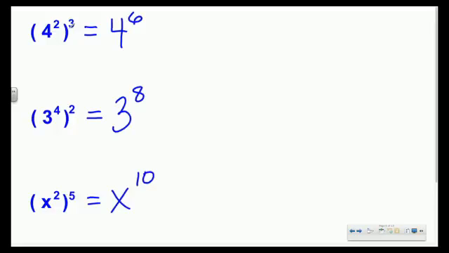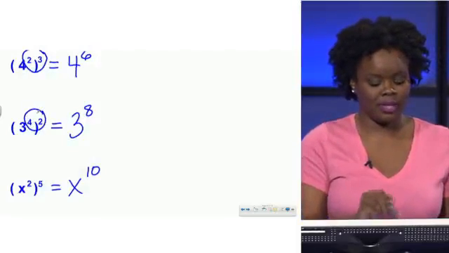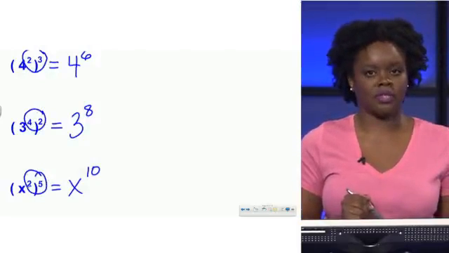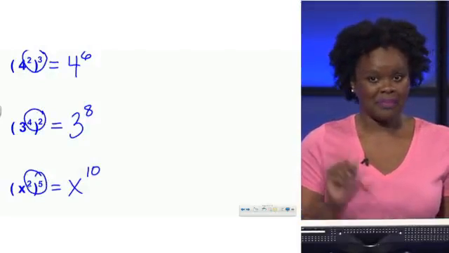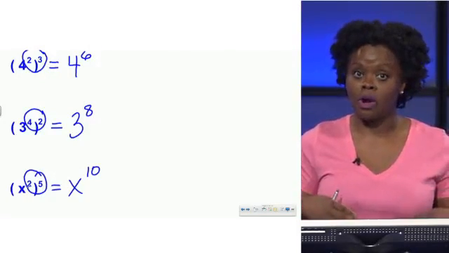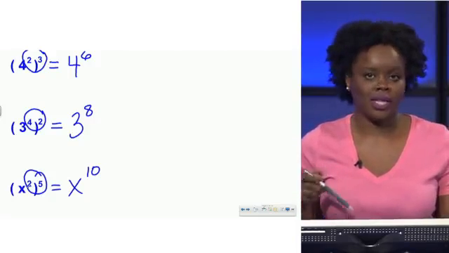Okay, did you see it? Did you figure it out? This is what was going on. If you multiply these exponents together, 2 times 3, that's 6. If you multiply these together, 4 times 2, that's 8. And if you multiply these together, 2 times 5, that's 10. And that's the pattern with these. Anytime you raise a power to another power, the shortcut is to just multiply the exponents together.